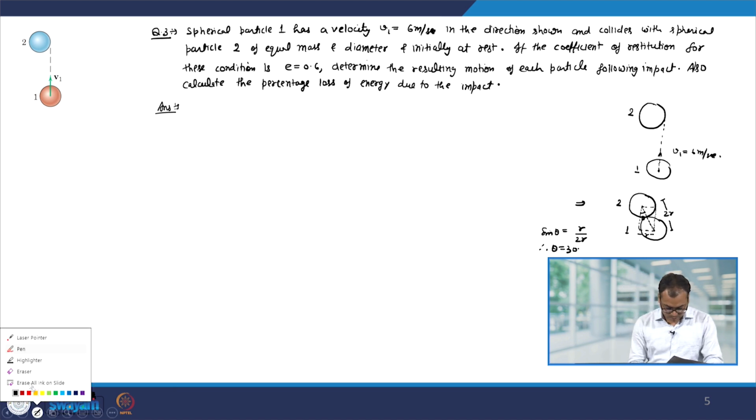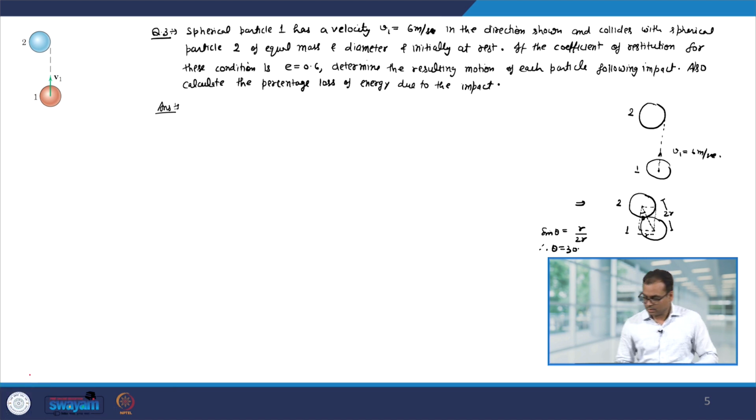Now, the common tangent is this, and the line of impact is that. So, therefore, let me take this as plus n and this one as plus t direction. Let us find out the velocity of a spherical particle 1 and 2 along the t and n direction.